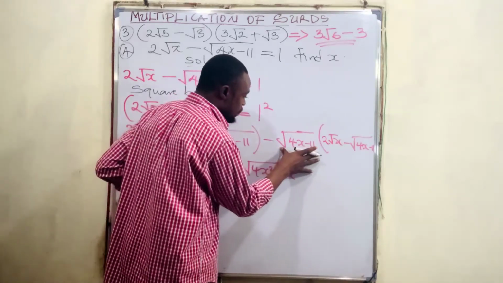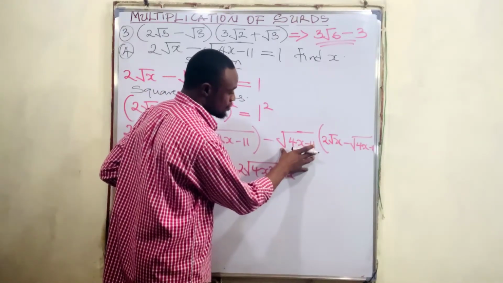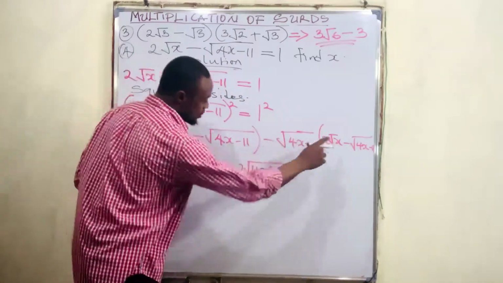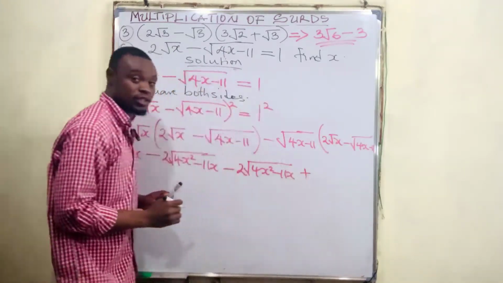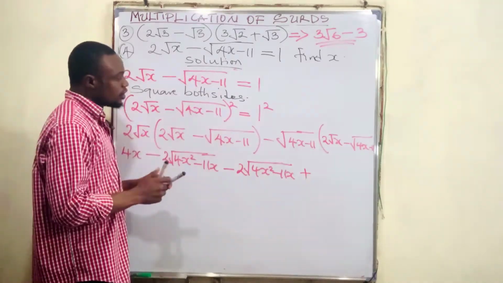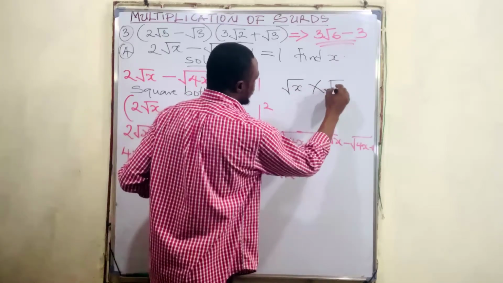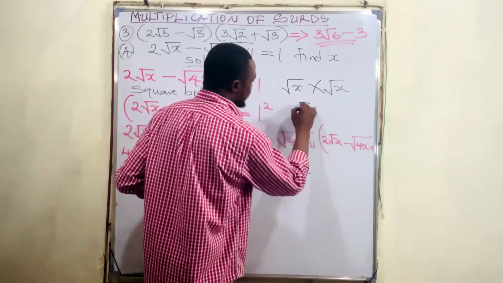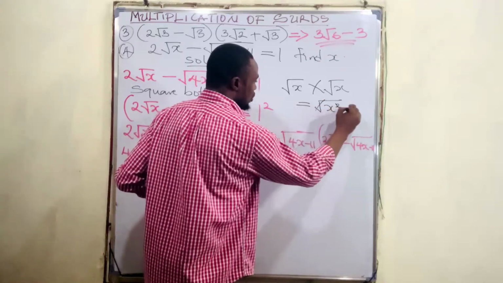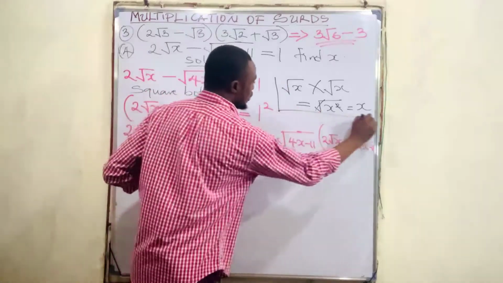Now, we have roots: root 4x minus 11 multiplying root 4x minus 11. So the sign is minus minus, which changes to plus. Now, the root cancels. This is the reason. You have root x multiplying root x, which is the same thing as the root of x squared. So this square cancels this square. Finally, your answer is x. So this is basically the reason.